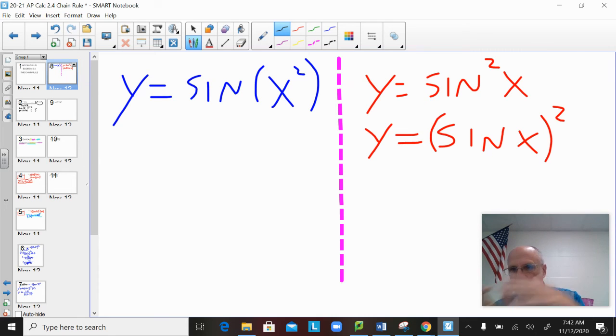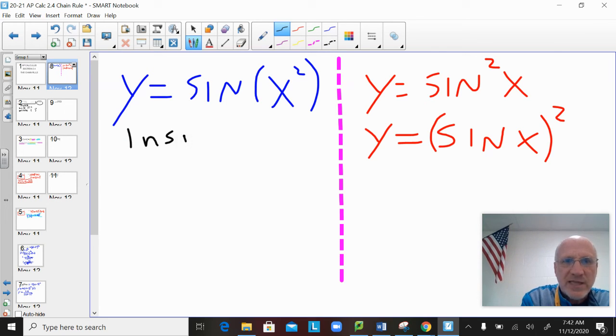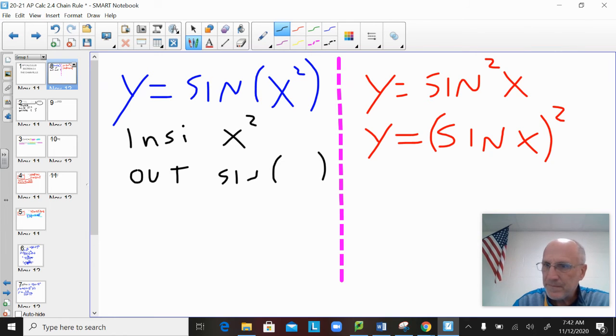Now the red function and the blue function have different inside functions and outside functions. And these I am going to write down. For this one, we'll do the blue one first. My inside is just, that's a colon, is just x squared. And my outside is the sine of something. Let's take the derivative of that. That's absolutely a composite function, so I need a chain rule.